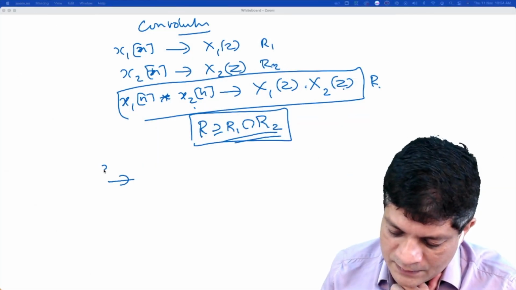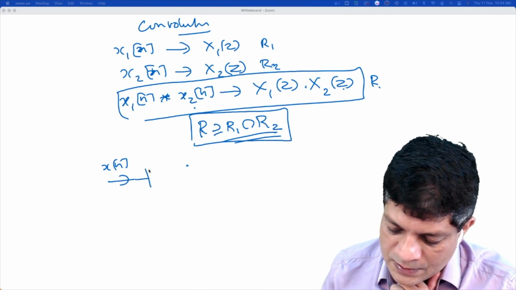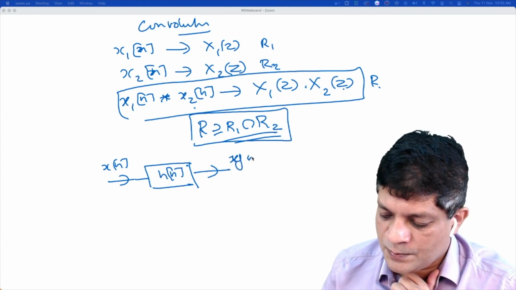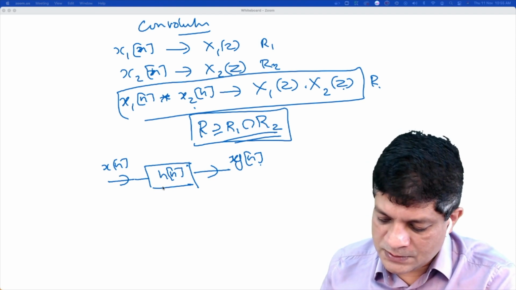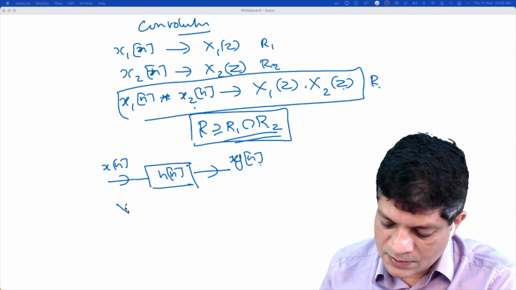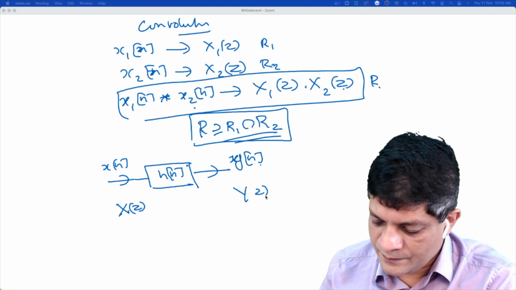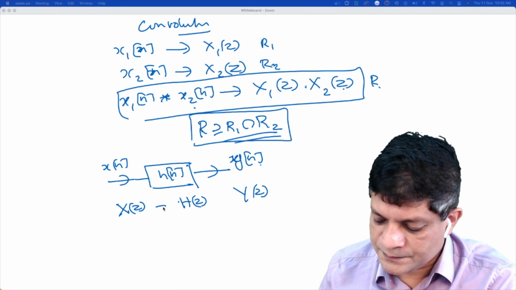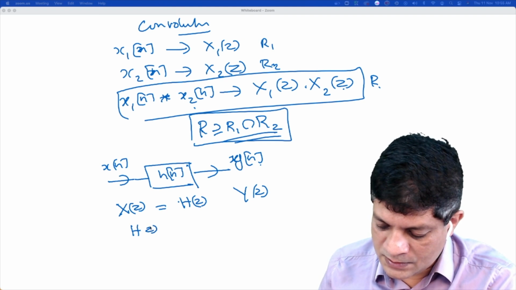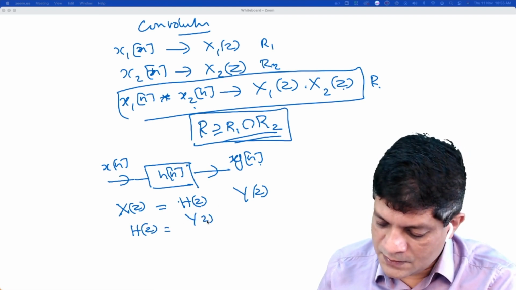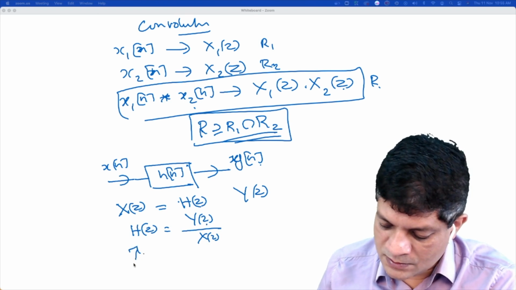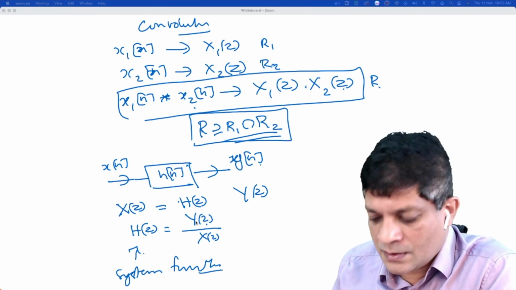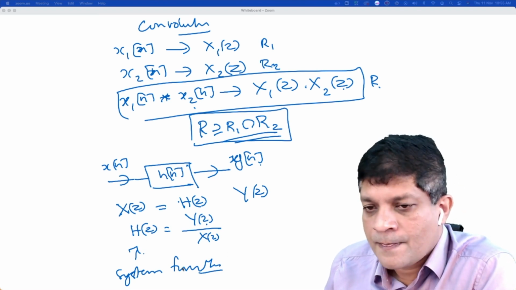System. If we have a discrete time system with impulse response h of n, and let's say the output is y of n, we can take the z transform on both sides. That is X of z, and let's say the z transform of the impulse response is H of z. We can write H of z as Y of z by X of z, and this is called the system function of that discrete time system, H of z.